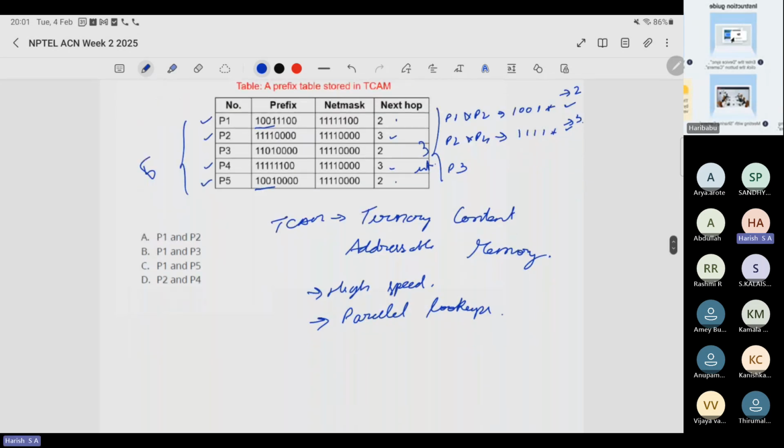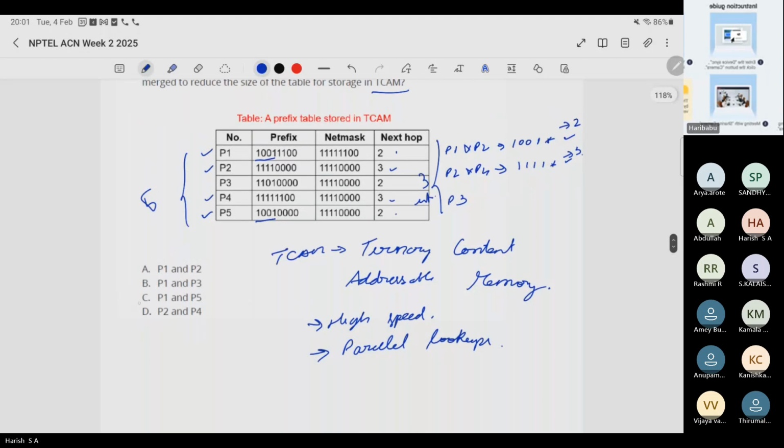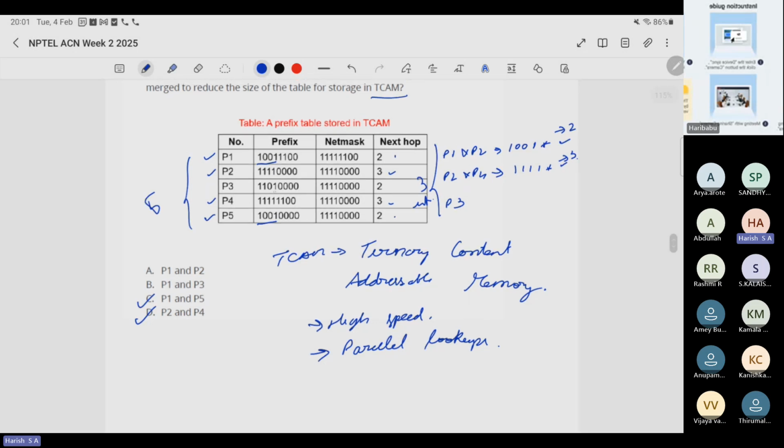So what are the answers? The answers are C and D. Right? Is there any other way you can match it? No, you can't.